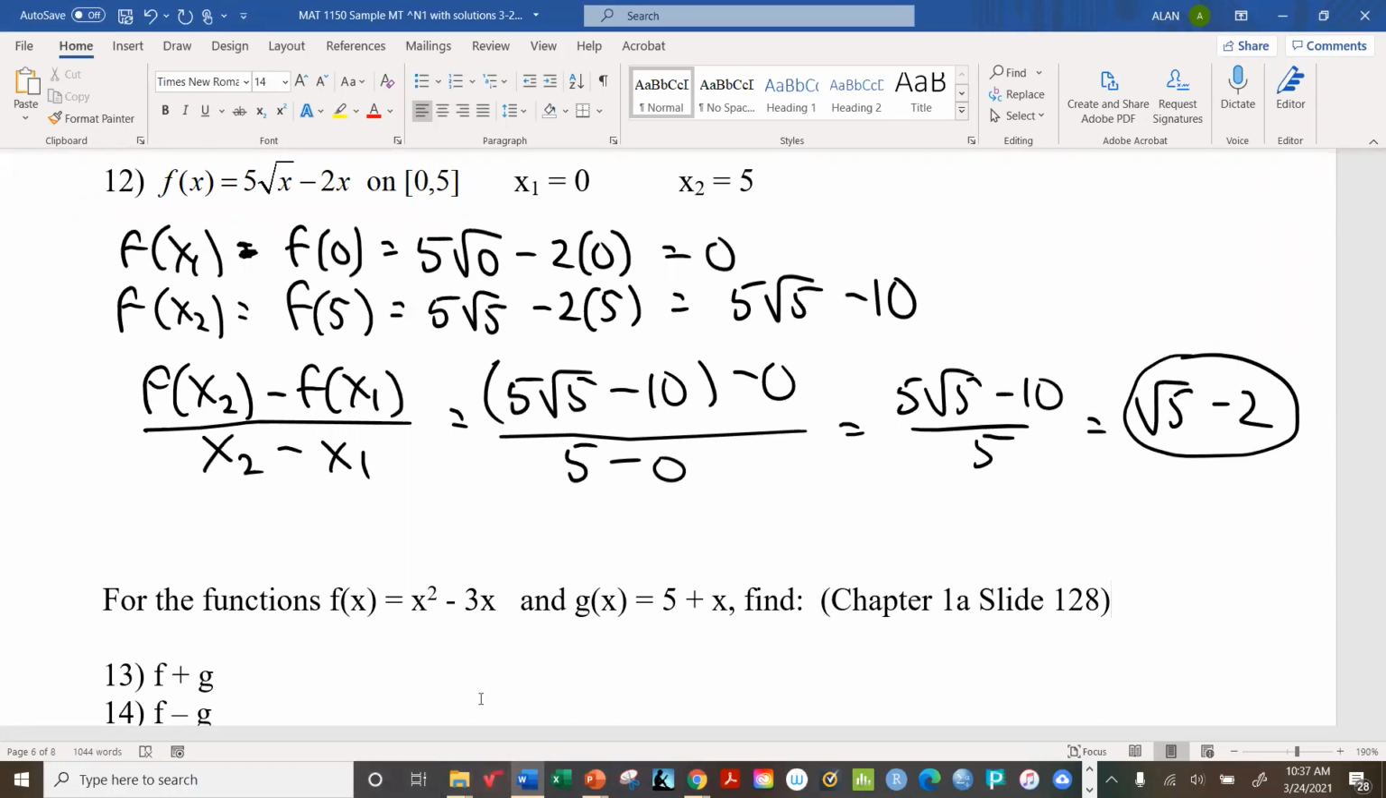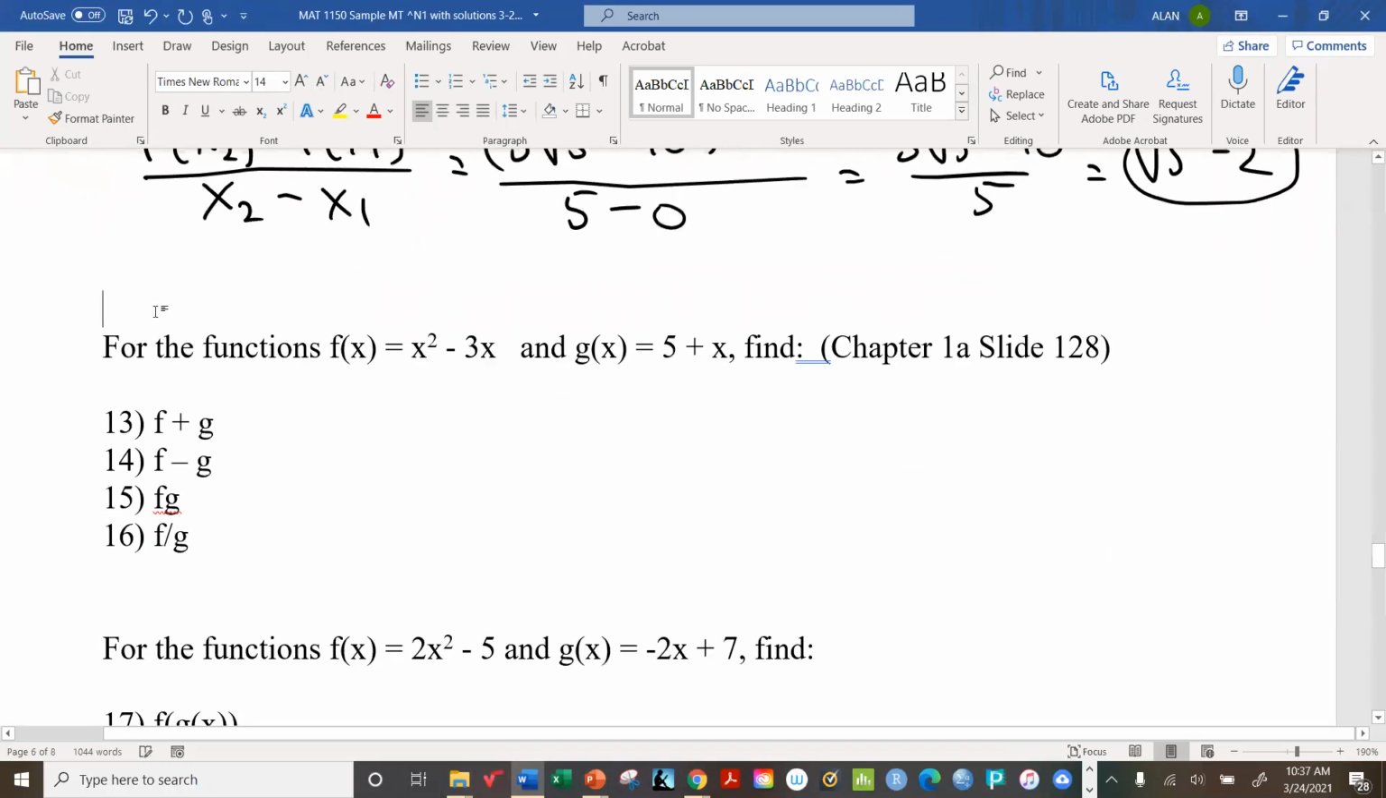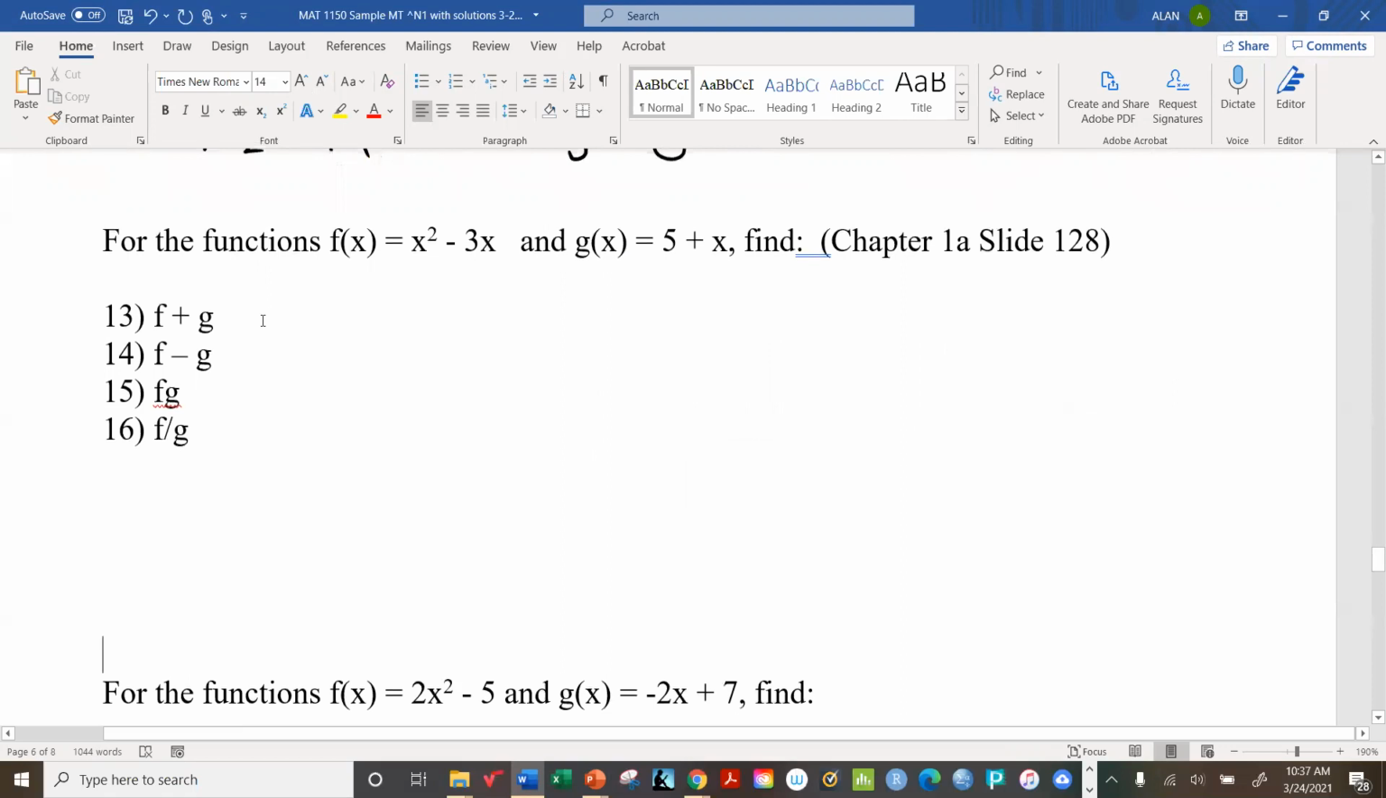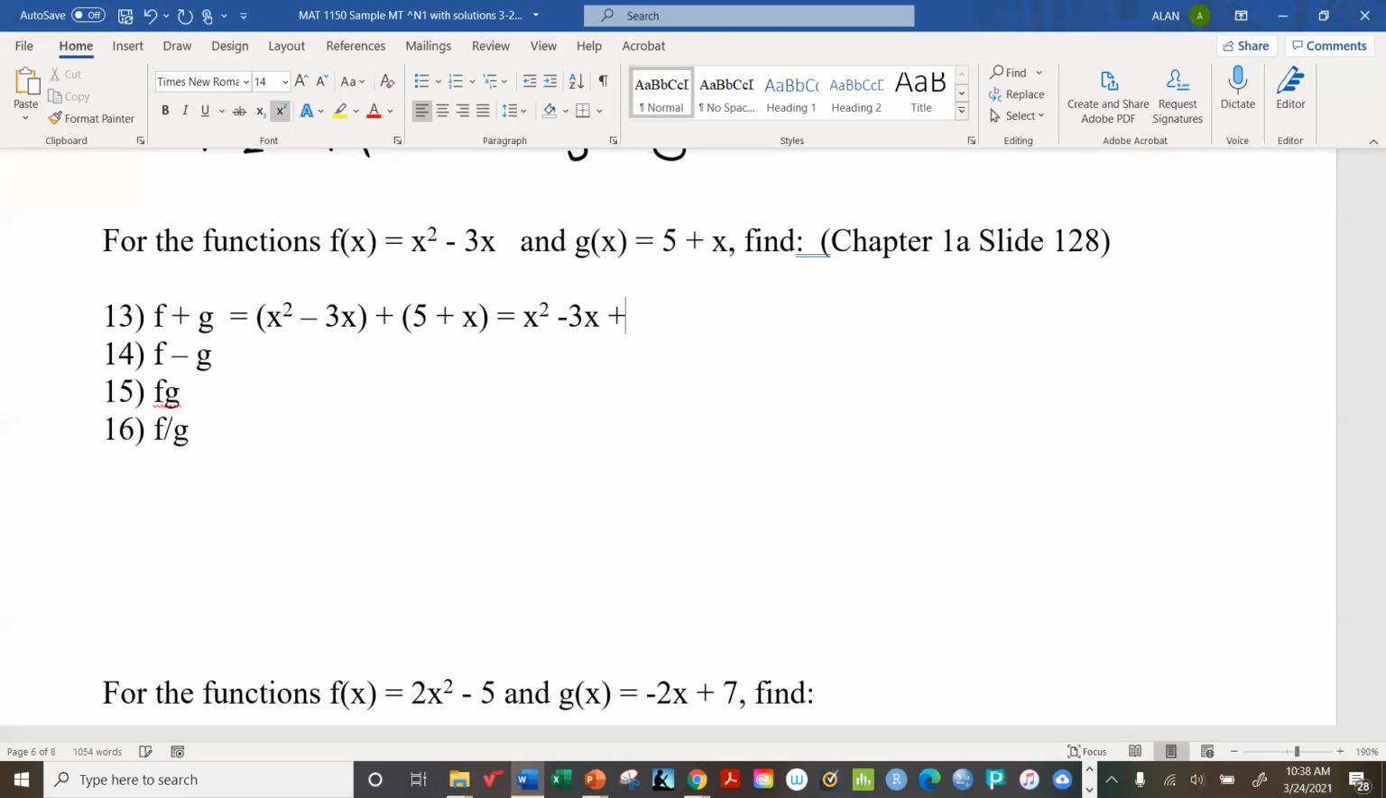So these are very straightforward. The ones you're seeing here are just simple algebraic operations. The ones directly below are actually the composite functions. Those are the tricky ones. But let's just do these. So in this case, now look how easy this is. You just take the two functions, x squared minus 3x plus 5 plus x. We drop the parentheses, and then we just consolidate them. So we have x squared minus 2x plus 5.